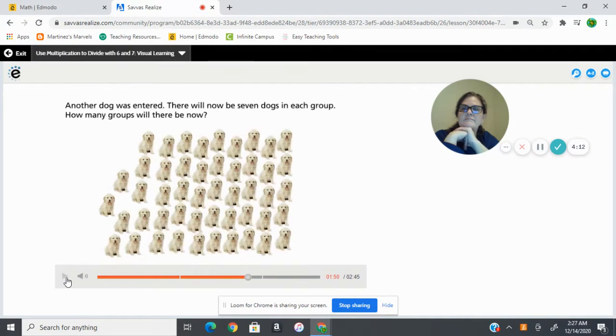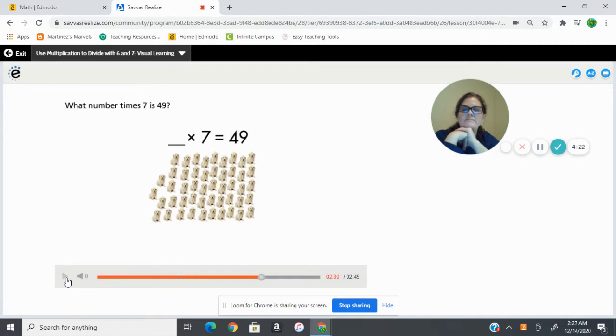Another dog was entered. There will now be 7 dogs in each group. How many groups will there be now? What number times 7 is 49?